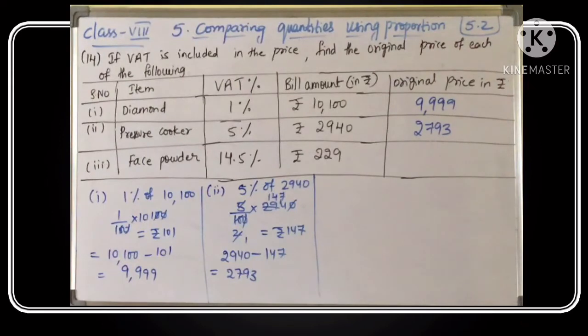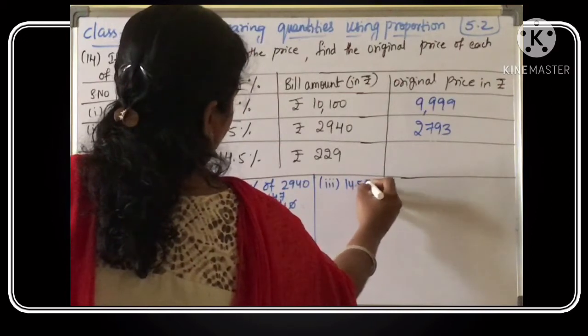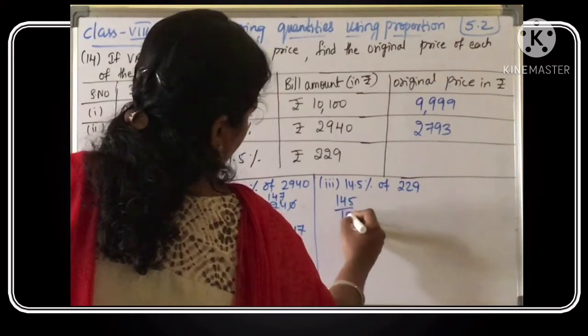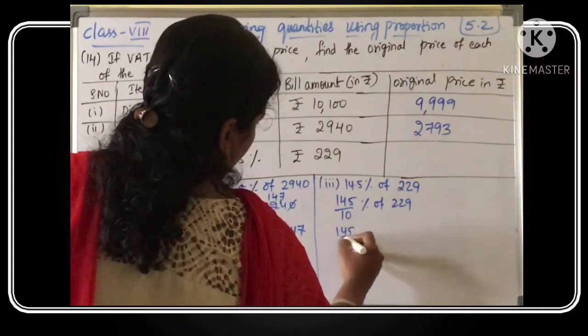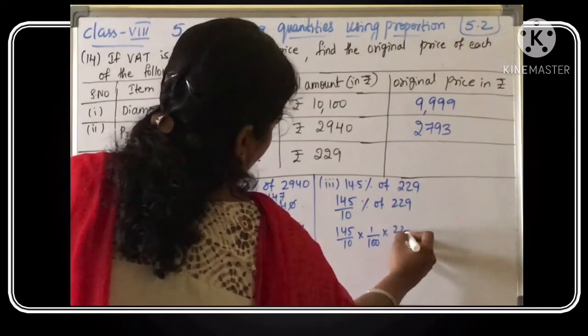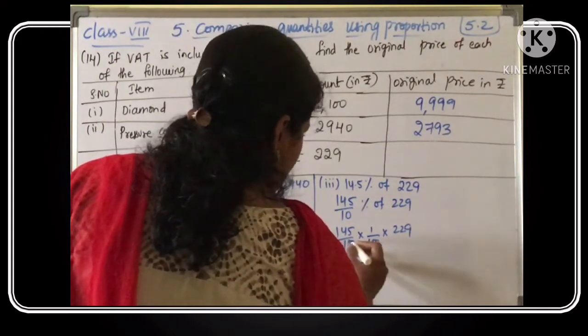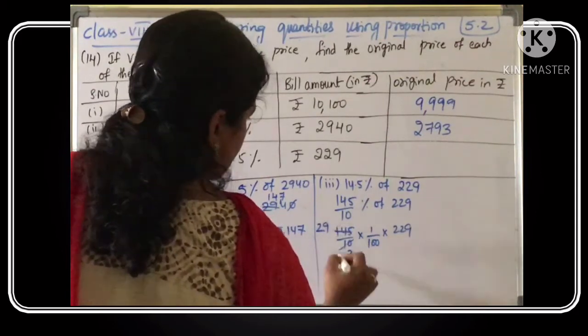Okay. Next, face powder. 14.5% VAT is given, and VAT is included in the bill. So we have to find 14.5% of 229. Here 145 by 10 percent of 229. That is 145 by 10 divided by 100, that is 145 by 1000 into 229. Now we will do cancellation here. Is any cancellation possible? 5 table, 5 2s are 10, 5 2s are 10, 9s are.